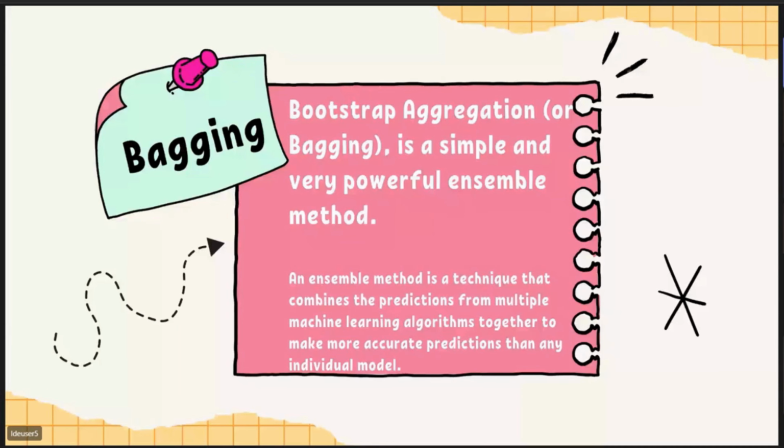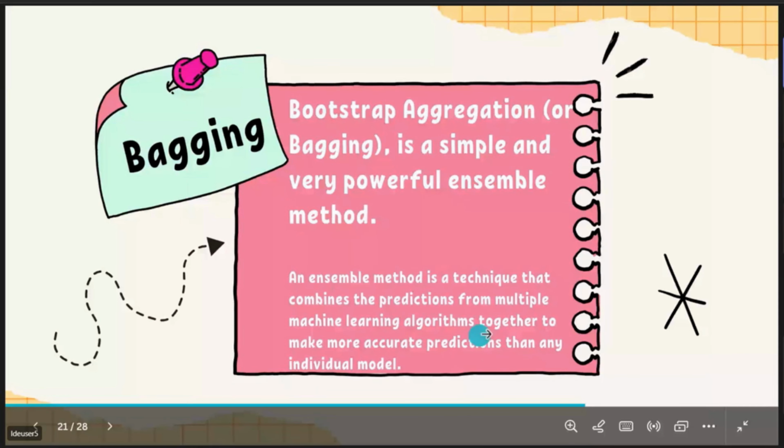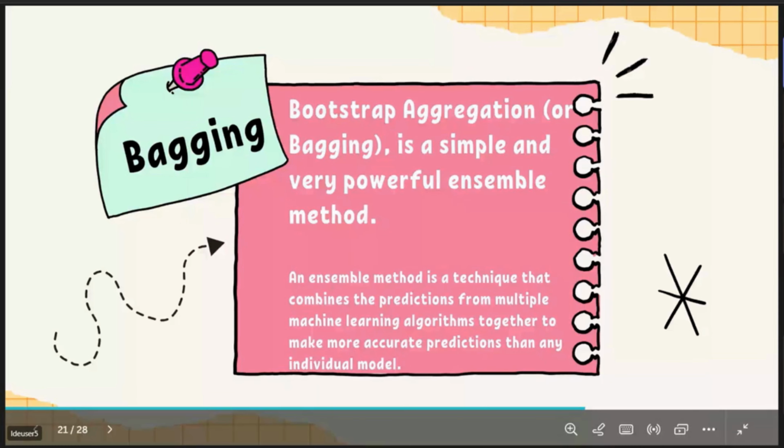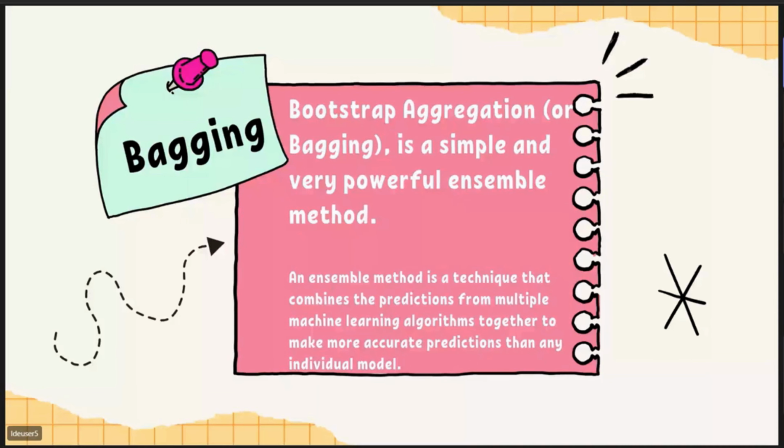Whatever it is, a phone or a car or even a mixer or grinder that you're buying for your house, that's how you typically go and select a brand or a model and buy it. So the same concept is what bagging or bootstrap aggregation uses, right? It is an ensemble method that combines the predictions from multiple machine learning algorithms together to make a more accurate prediction than any individual model.